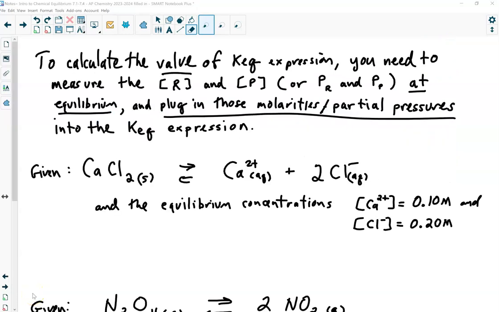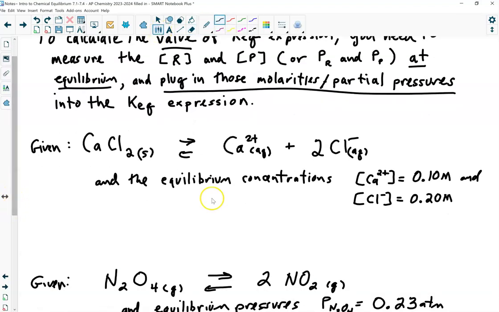So how do you calculate the value of the K_eq expression? Well, you need to measure those concentrations at equilibrium. So once they become constant, those concentrations remain unchanged, you measure them, or their pressures, and then you plug those molarities or pressures into the K_eq expression. So this is the solubility equilibrium that we just talked about, right? So we know that the first step when you want to calculate the value of K_eq is to write the K_eq expression.